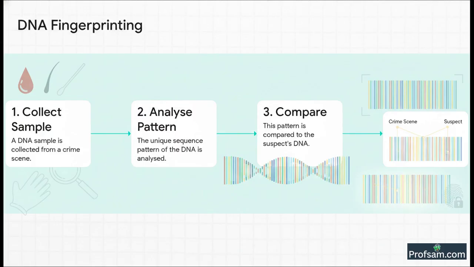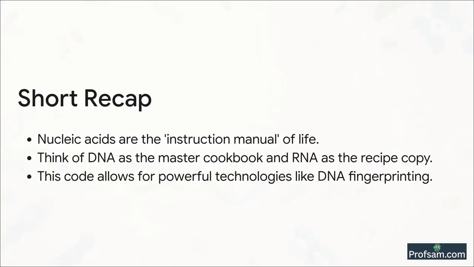First, investigators collect a DNA sample from a crime scene. It can be blood or hair or saliva. Second, in the lab, they analyze the unique sequence pattern in that DNA. You can think of it like a unique genetic barcode that every person has. And finally, they compare this barcode from the crime scene to the barcode from a suspect's DNA. If the two patterns are a perfect match, it provides very, very strong evidence that the person was at the scene.